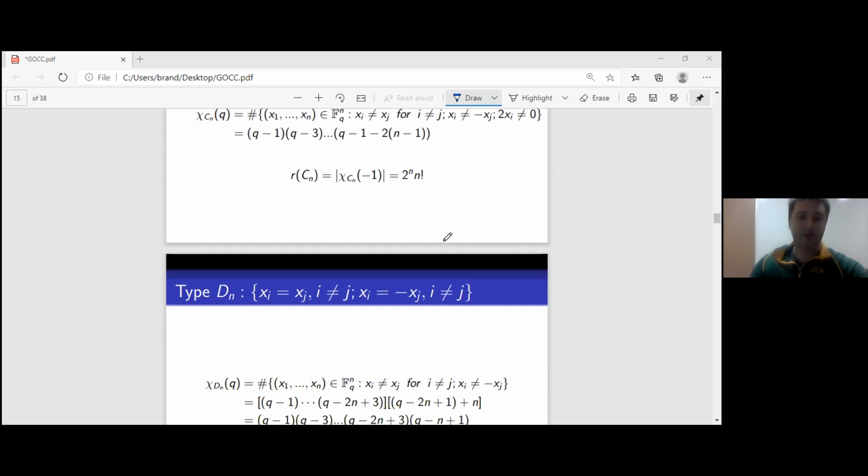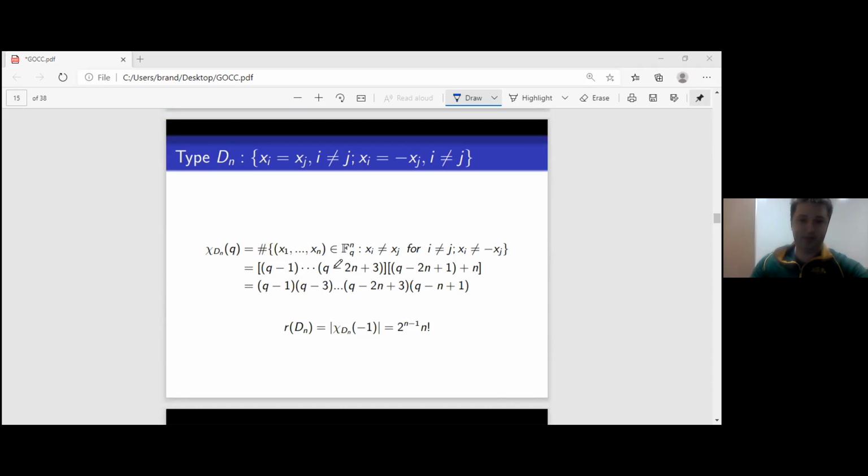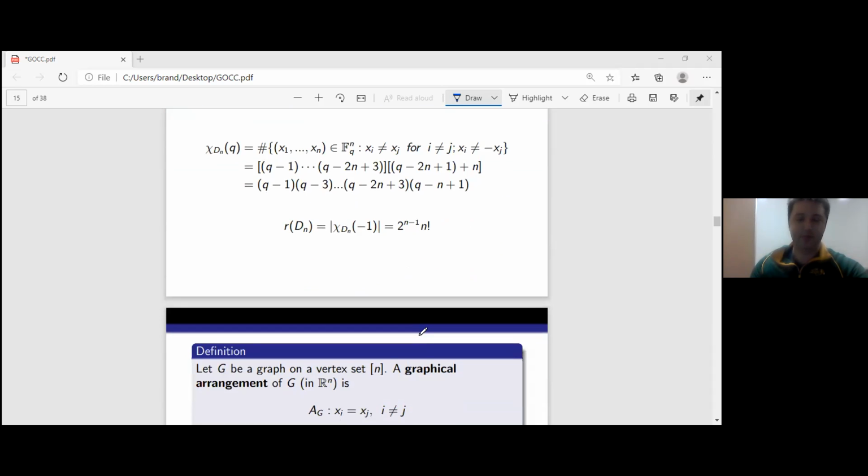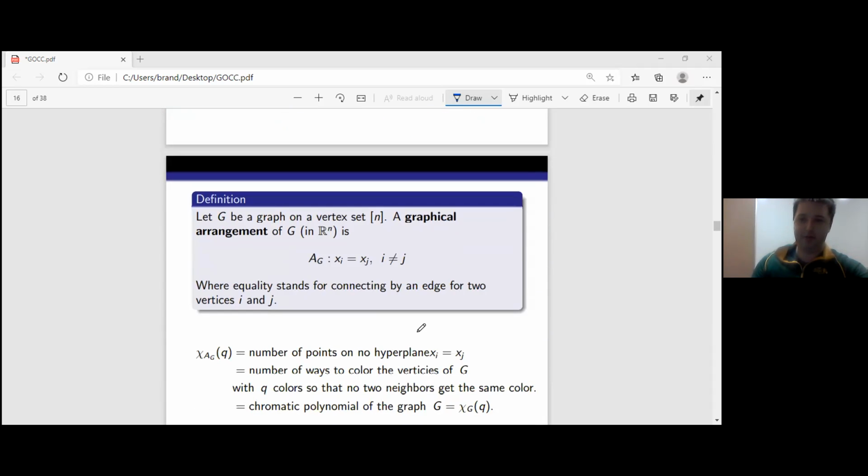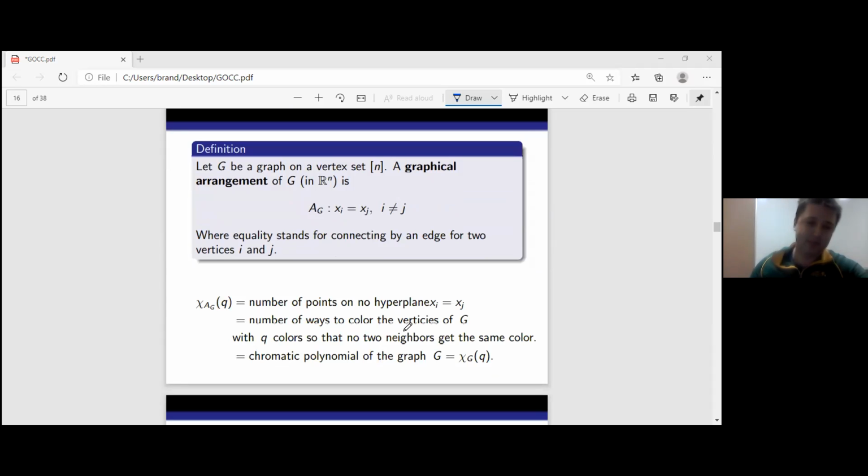Okay, and here's type D_n. Okay, you split it up into two different ones, one with a 0 and one with not, and you plug in -1, you get 2^(n-1) times that. Okay, good. Okay, so now we have all of them for A_n through D_n.